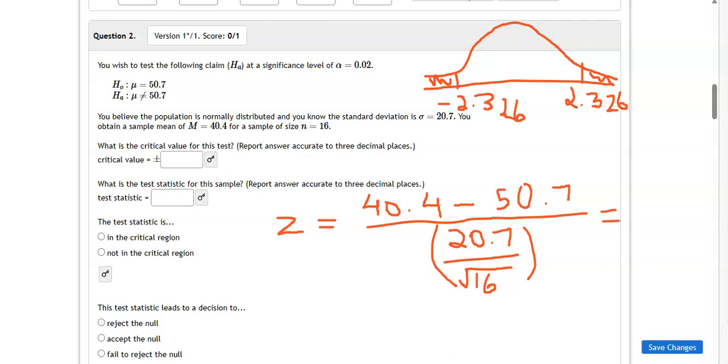So on the top, if I put that into my calculator, 40.4 minus 50.7 is negative 10.3. And then on the bottom, 20.7 divided by essentially 4 is 5.175.